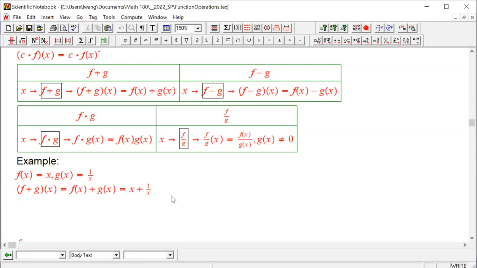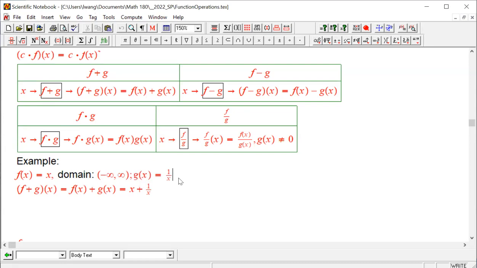One concern would be, what would be the domain and range? Well, the domain would have to be the common part of these two functions. For example, in this case, the domain of f of x is all real numbers, from negative infinity to positive infinity.